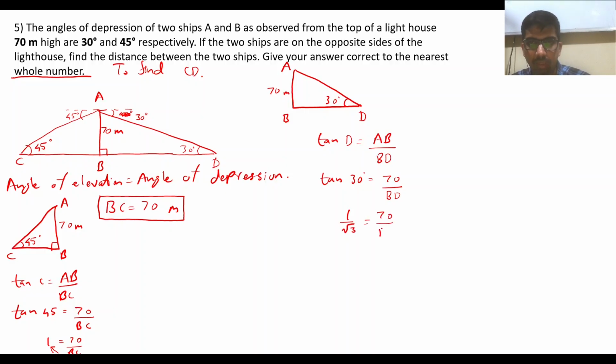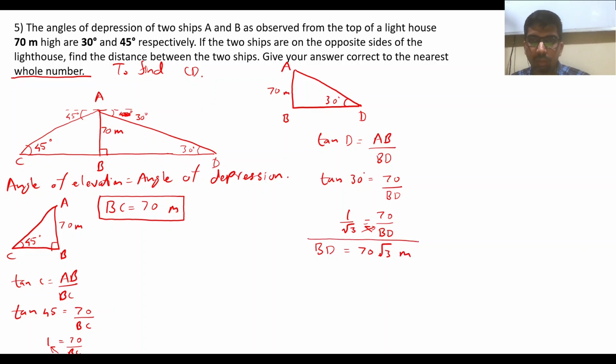70 upon BD. Now we'll cross multiply. This will cross multiply. 1 into BD is BD only. And this will become 70 root 3. Let it be as it is.